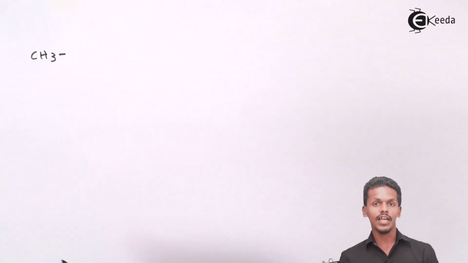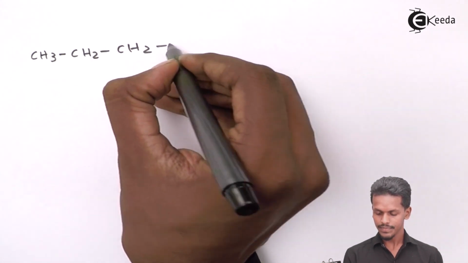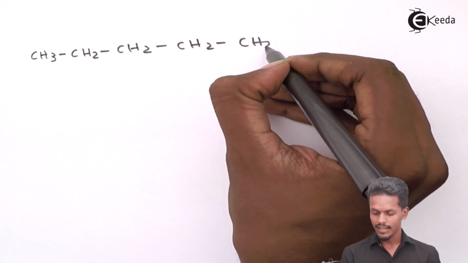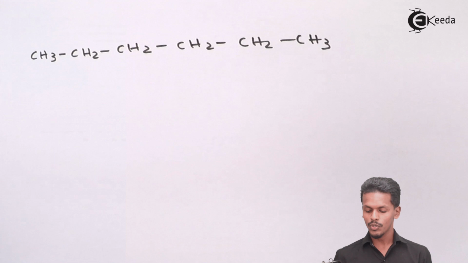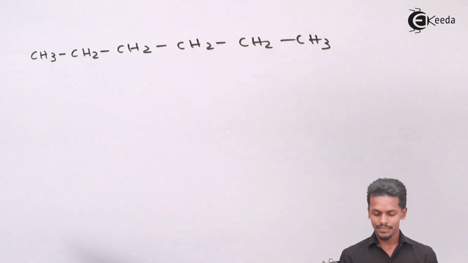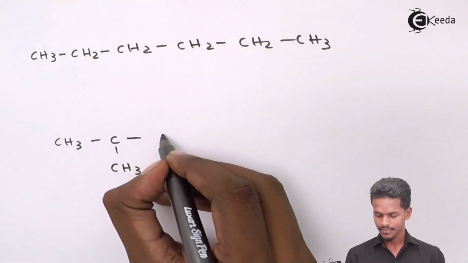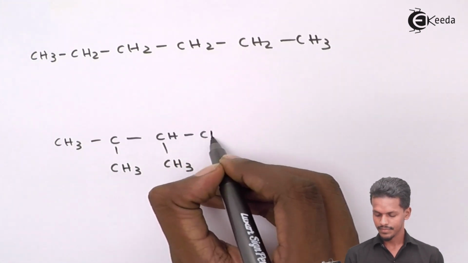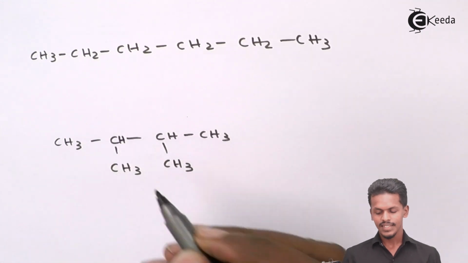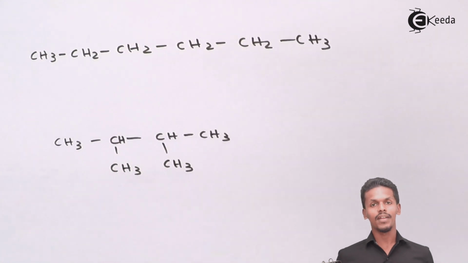Suppose we have a 6 carbon hydrocarbon like this one that I am drawing, a 6 carbon atom hydrocarbon to be this, or we could also write it as this one. Now both have the same molecular formula, but yes, both are different from each other.